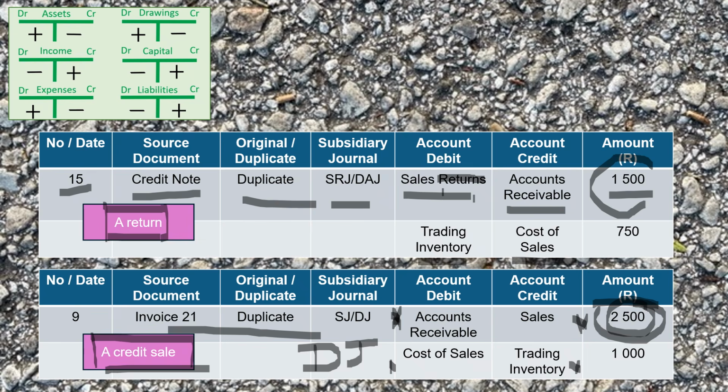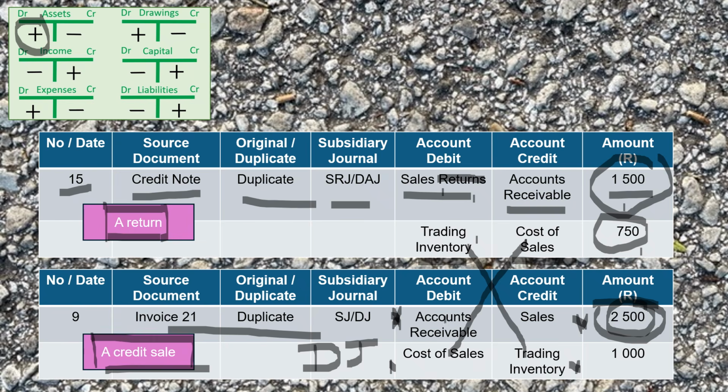Basically what's happening here is we are reversing the sale, 1,500 worth of the sale, and stock has been returned back onto our shelves if it wasn't damaged. But my point is, look, when trading inventory in the sale was credited, now we're getting it back, it is debited. Increase in assets. Cost of sales is reversed because we got the stock back. So cost of sales was debited, now it is credited.